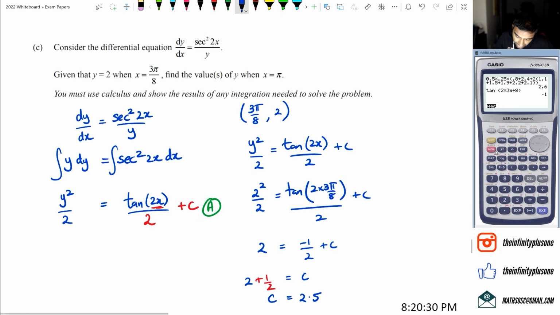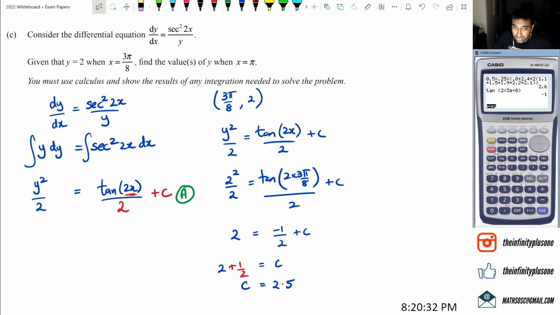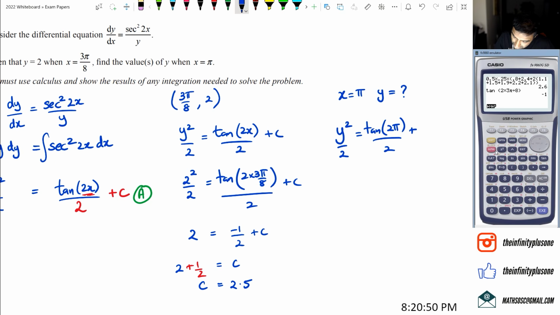Now once we figure that out, the next step is to substitute x into the equation. So x is equal to pi, and we need to figure out what y is. So we've got y squared over 2 equals tan 2 pi over 2 plus 2.5, because 2.5 is the c value. So I've got y squared over 2 equals tan of 2 pi. So tan of 2 pi is equal to 0. So we've got 0 plus 2.5.